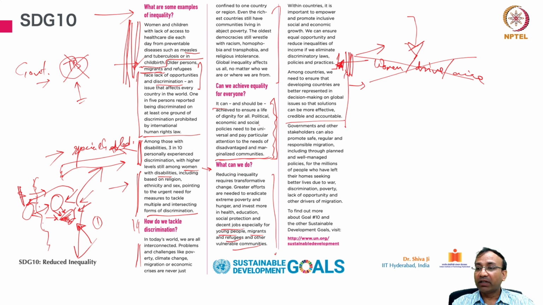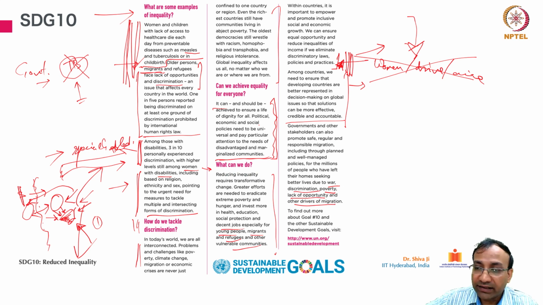Governments and other stakeholders can also promote safe, regular and responsible migration, including through planned and well-managed policies for the millions of people who have left their homes seeking better lives due to war, discrimination, poverty, lack of opportunity and other drivers of migration.